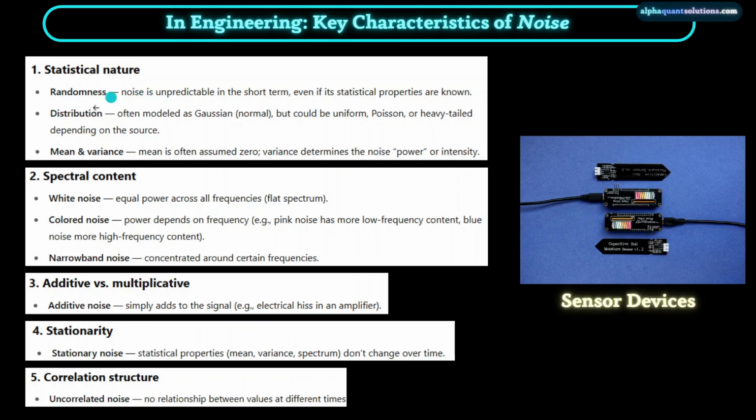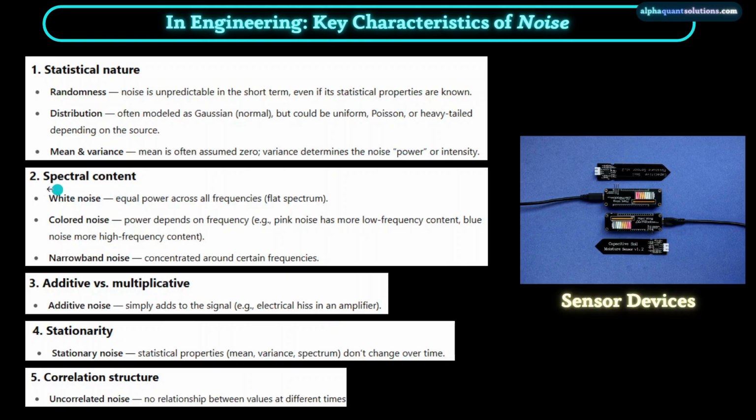The second aspect of statistical nature is about its distribution. Often we assume a Gaussian or normal distribution, but we could also use other ones, depending on the application, for instance, Poisson distributions. And then finally, the first and second moments of this distribution, so the mean and the variance. For the mean, we often assume that it is zero, so this means that the average over time of the noise values is zero. And then the variance is a metric used to assess its power or intensity.